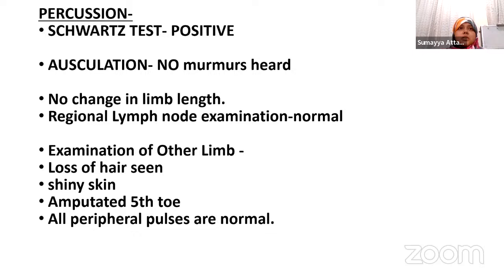Auscultation, there are no murmurs heard. There is no change in limb length. Regional lymph node examination is normal. Examination of the other limb, there is loss of hair, shiny skin, amputated fifth toe. All peripheral pulses are normal.